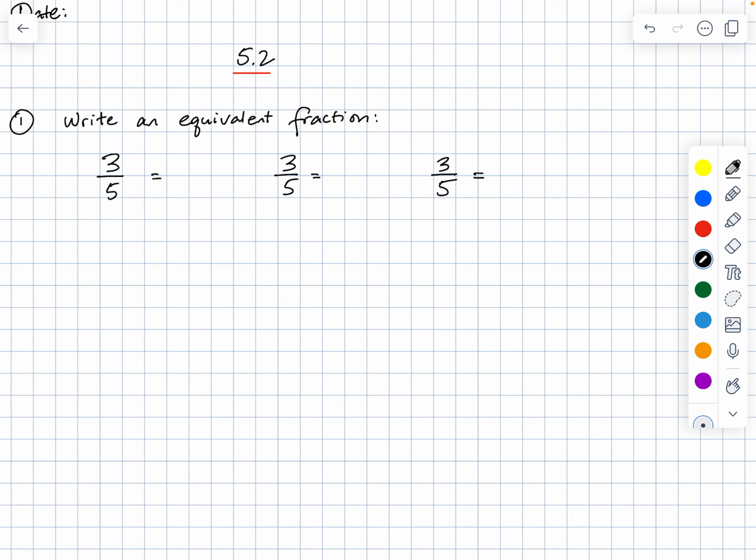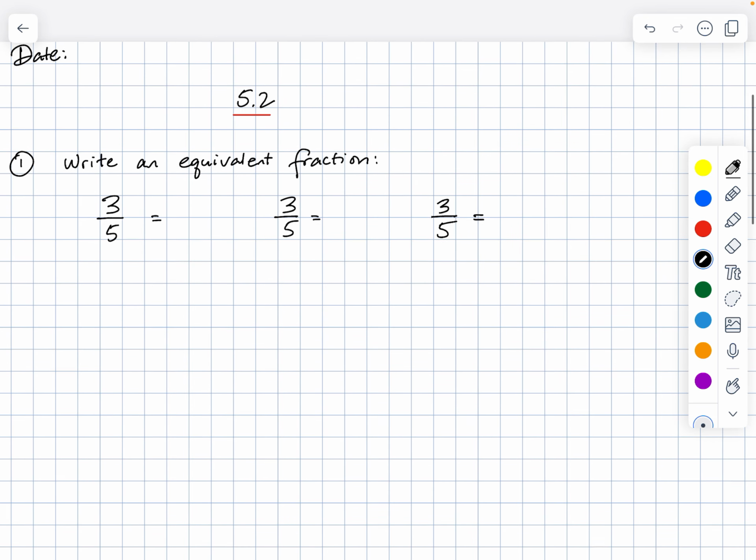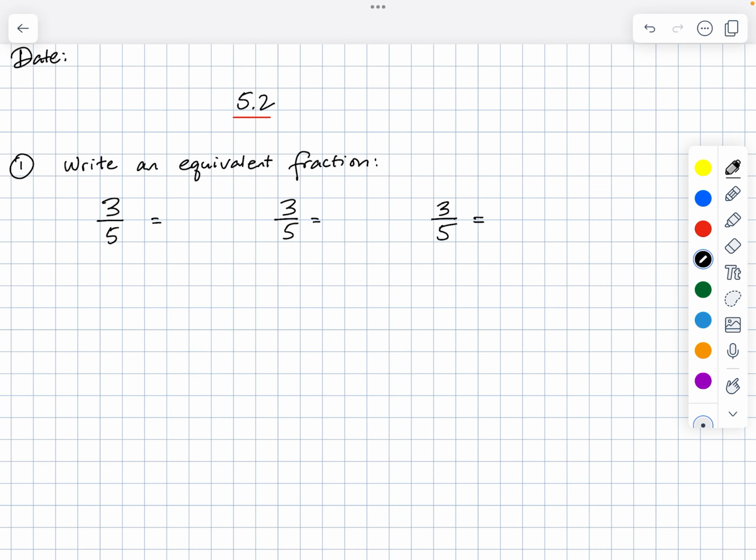Recording now, this is lesson 5.2, a continuation of comparing and ordering mixed numbers and improper fractions, but this time we're going to be using common denominators. So hopefully you've watched the previous lesson video 5.2 on comparing and ordering improper fractions and mixed numbers using number lines. So please make sure you've watched that video first.